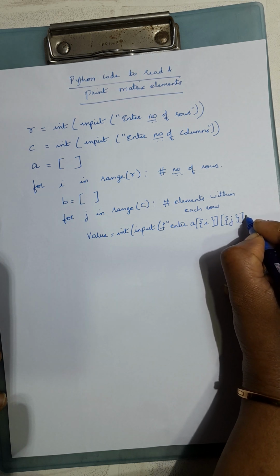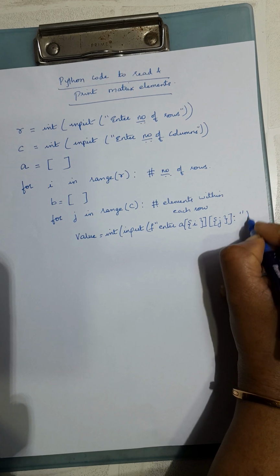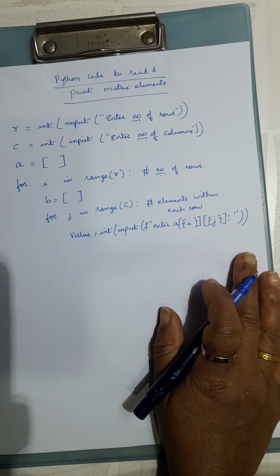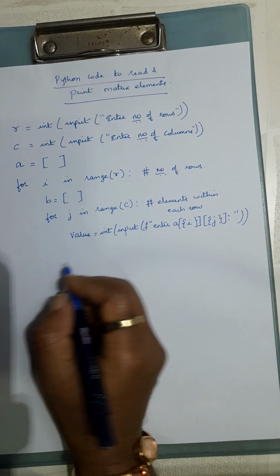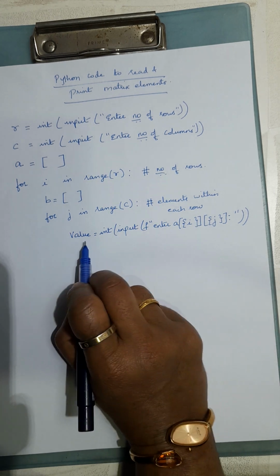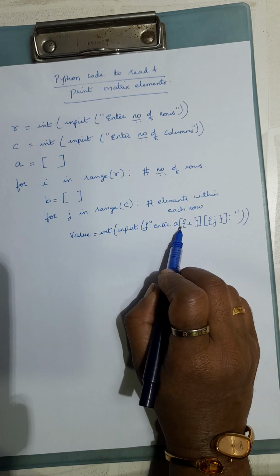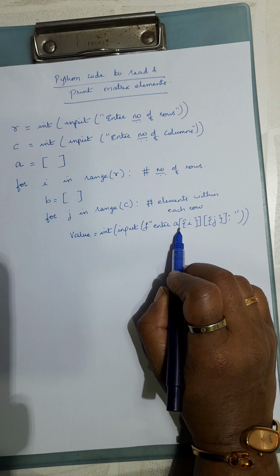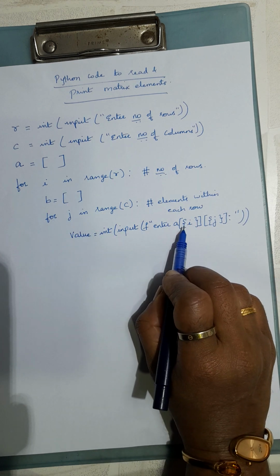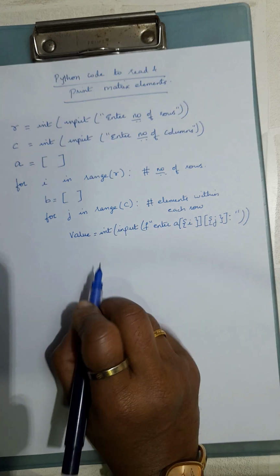Fine. Colon, give space, double quotes, close the brackets. Okay. Now, after reading the value, which means each and every time, the first row, first column value I have to read. So it will read one particular value. Where will it store? It will go to A of I of J. Even when I is equal to 0, J is equal to 0, A of 0 of 0. Okay, that will be the output.